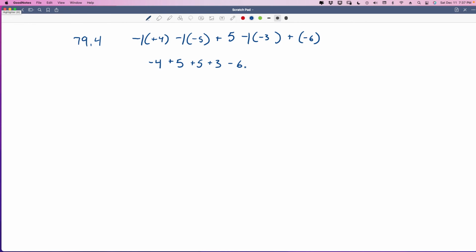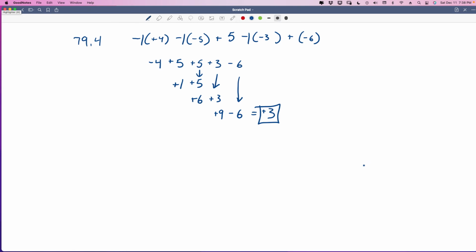So now it's a lot easier to combine these numbers. -4, positive 5 is going to be a positive 1. Plus 5. That's going to be a positive 6. Bring this down, plus 3. That's going to be a positive 9. Minus 6, because I'm bringing this down. This is going to be positive 9 minus 6 is going to equal a positive 3. And that's going to be your final answer. Okay?